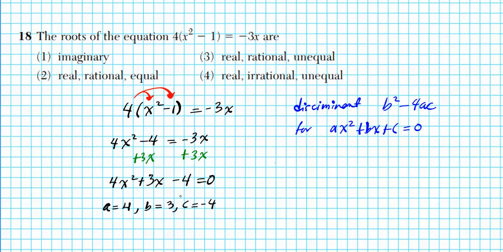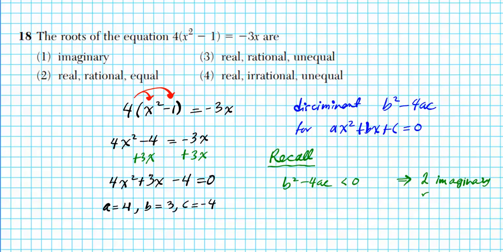Okay, before we start using our discriminant to describe the nature of the roots for this particular quadratic equation, let's go over what the discriminant tells us. If the discriminant b squared minus 4ac is negative, or less than 0, then that implies that you have imaginary roots, okay? Two imaginary roots.